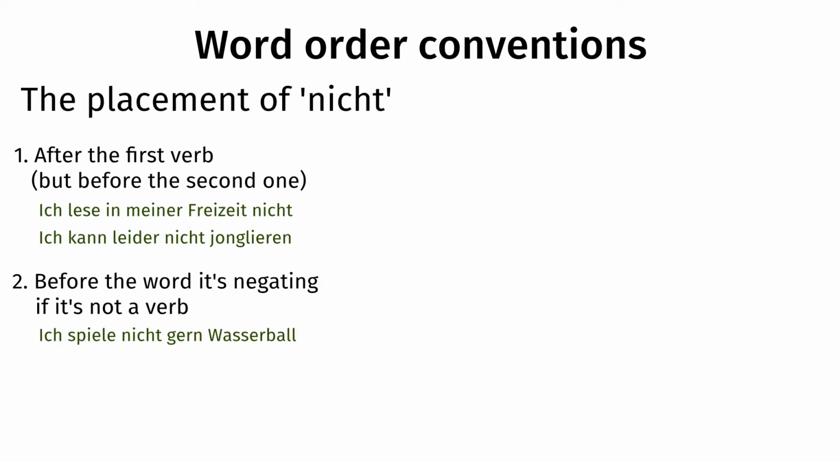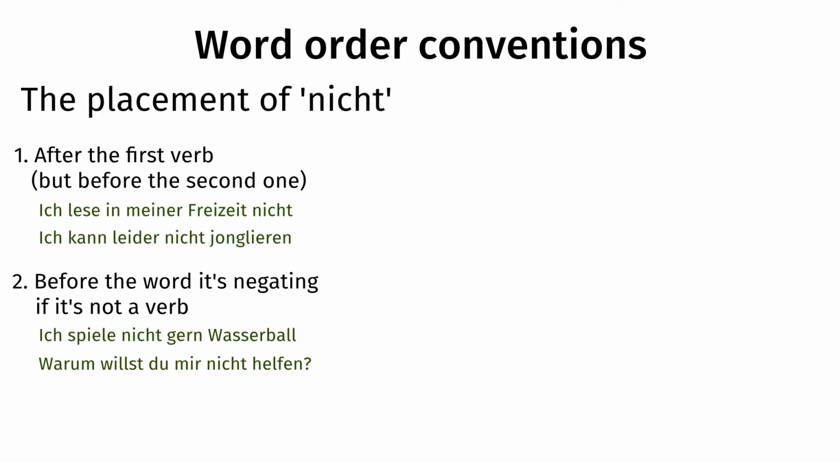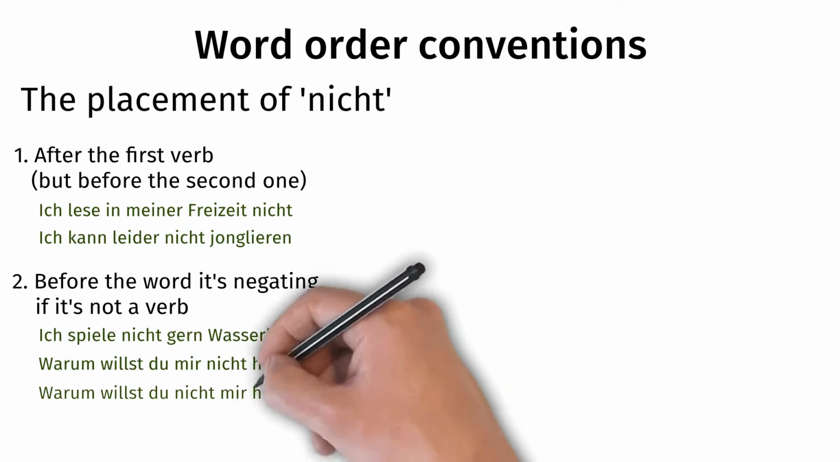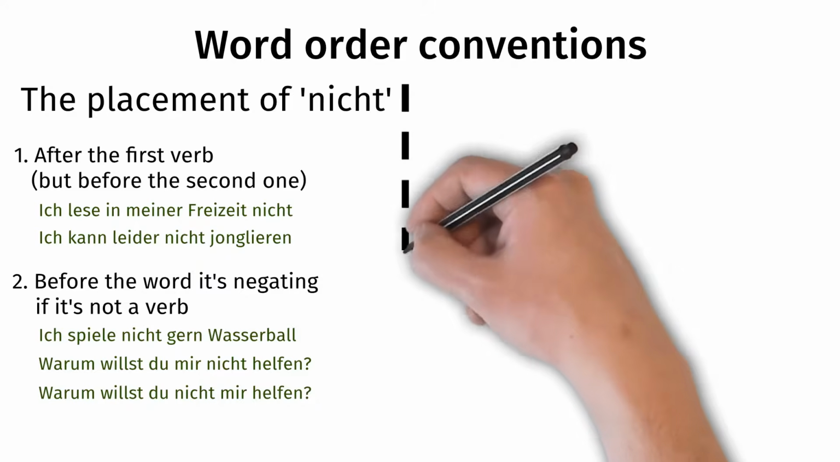Now let's look at two sentences that have exactly the same words but have different emphasis. Warum willst du mir nicht helfen? And the second one, warum willst du nicht mir helfen? Did you notice the difference in my emphasis? In the first question, the nicht refers to the helping, helfen. And so we just follow the first rule that we learnt above. But in the second question, the nicht refers to the mir. Why don't you want to help me in particular? And so the nicht will go just before the word that it's referring to.